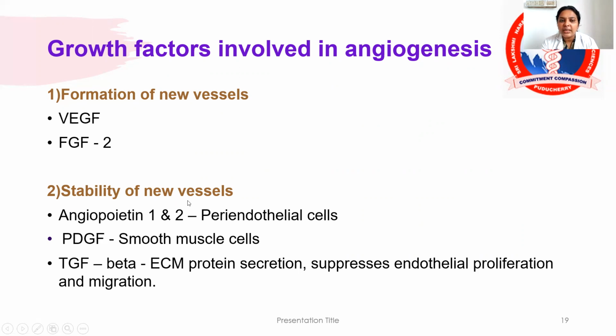Stability of new vessels is by angiopoietin 1 and 2, which are involved in the stability of perioendothelial cells, and platelet-derived growth factor plays an important role in stability of smooth muscle cells. Transforming growth factor beta plays an important role in ECM protein secretion, and it suppresses endothelial proliferation and migration. Once the remodeling has been done and it is supposed to stop the proliferation and migration, TGF beta comes into play.